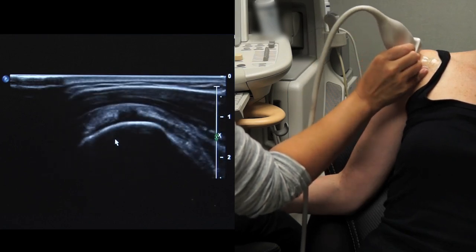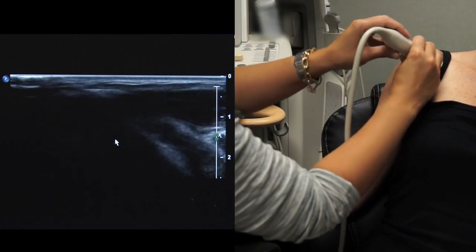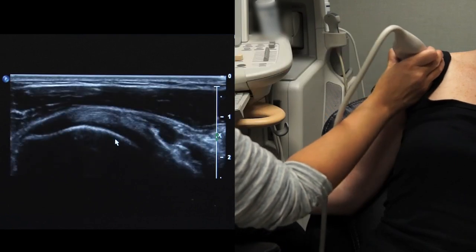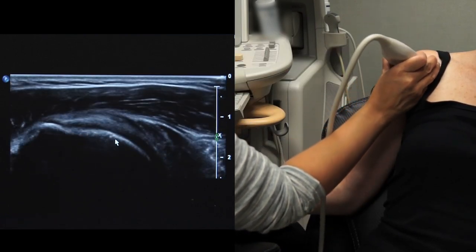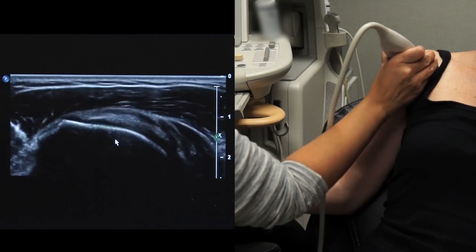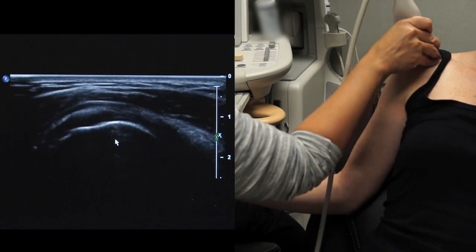So this is the short axis of the tendon. And then when we turn the transducer this way, we are looking at the long axis of the tendon, the inferior and then the superior portion.